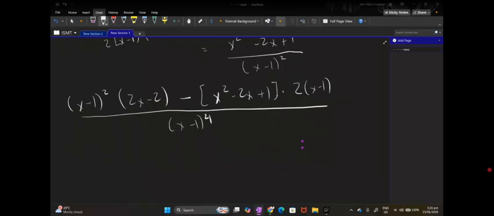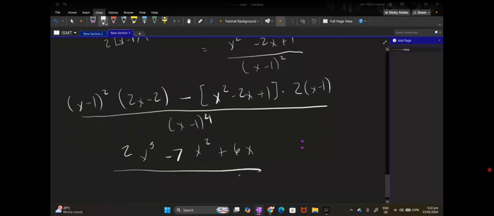(x minus 1) squared times 2x minus 2, minus (x squared plus 2x plus 1), minus 2x minus 1. It's gonna be 2x cubed minus 7x squared plus 6x all over (x minus 1) raised to 4. Ang hirap pala nito.